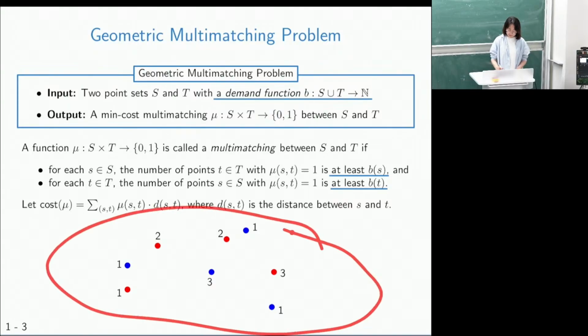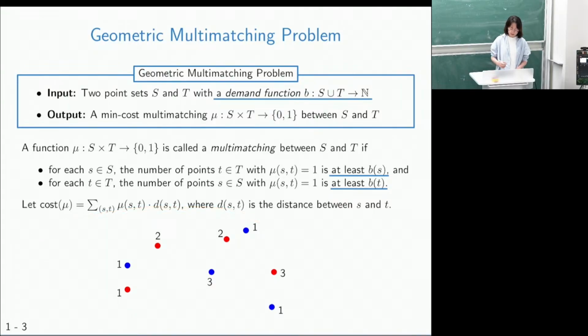So in this example, we are given red points and blue points, and each point has a degree lower bound. Then this is a multi-matching between S and T, and as you can see here, this point has degree 1, and this point has degree 3, and this point has degree 2, which is at least 1.